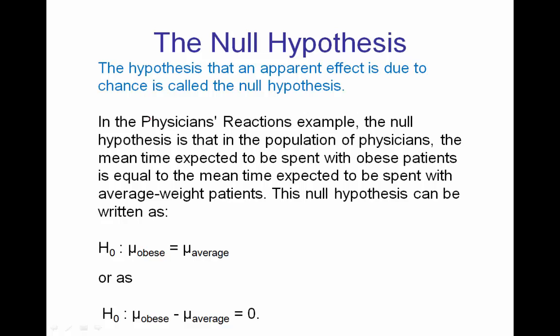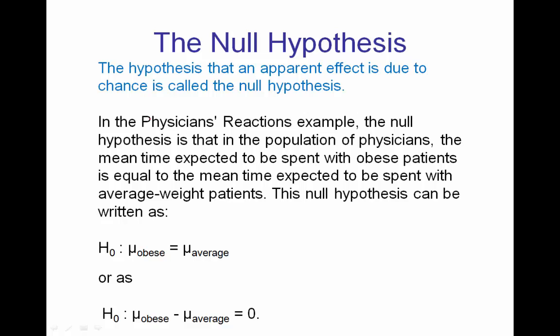In the physician's reaction example, the null hypothesis is that in the population of physicians, the mean time expected to be spent with obese patients is equal to the mean time expected to be spent with average weight patients. In other words, the null hypothesis is the physicians don't spend different amounts of time based on weight.